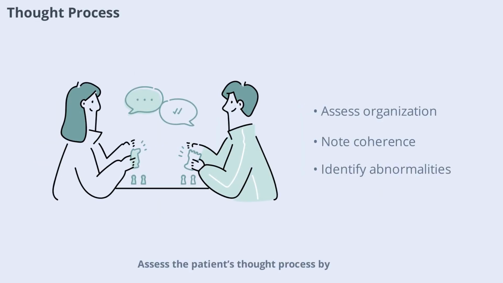Assess the patient's thought process by observing how they organize and express ideas. Is their thinking logical and coherent, or is it disorganized, tangential, or circumstantial? Thought process abnormalities can be signs of psychiatric disorders like schizophrenia or mania. Document your observations and ask clarifying questions if needed.